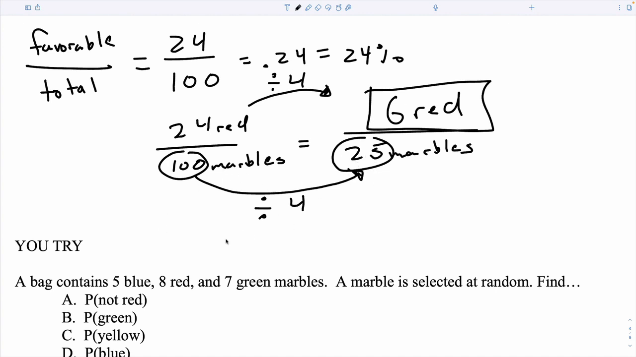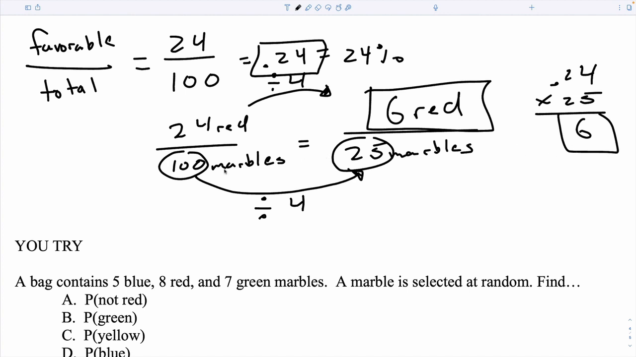You could also do this if you know the decimal. You could take 0.24 and multiply it by 25. What is 0.24 times 25? Is it still 6? So you got the same answer. This is using your ratios and rates. This is just using a decimal that you found up here.